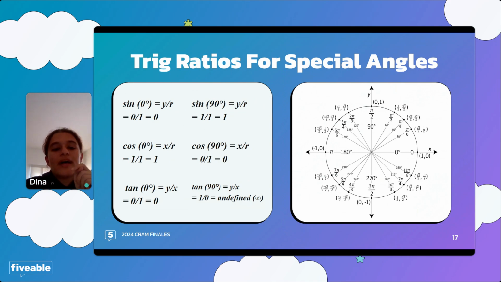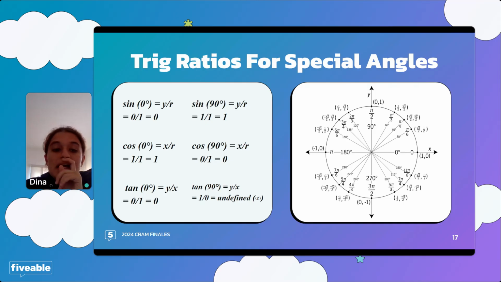Cosine, on the other hand, on that x-axis: you know that the x coordinate is 1, so you're going to do 1 over the radius of 1, and that's equal to 1. And you can work out something similar for 90 degrees, where because the y value is 1 and the radius is 1, the sine is 1, and the cosine of 90 degrees is 0. That's just another way to think about those values if you're looking for different methods to memorize them.